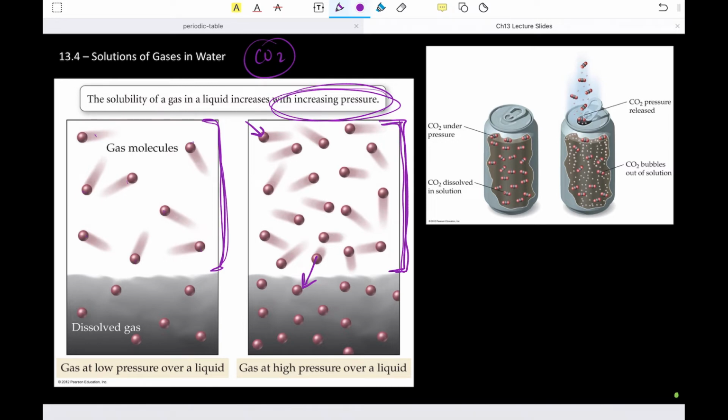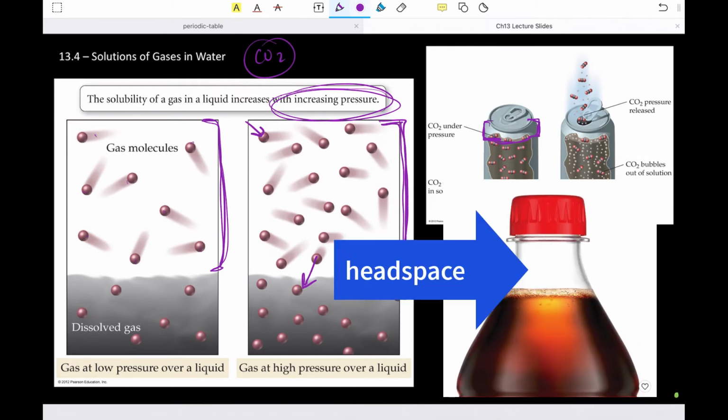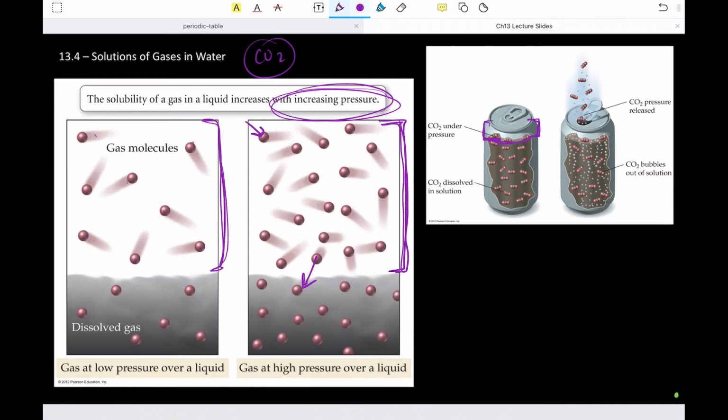Which is why when we think about a soda, or any carbonated beverage, there is liquid and then there's that empty space at the top. The next time you're at the store and you see all those plastic bottles where you can see through them, you can see that empty space at the top, and that's referred to as the head space, where we can charge the vessel with lots and lots of gas such that it is at high pressure, such that a bunch of it will stay dissolved.